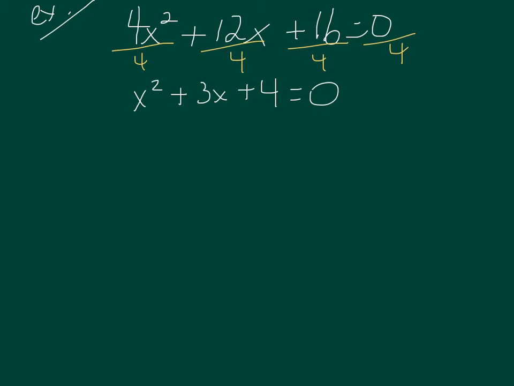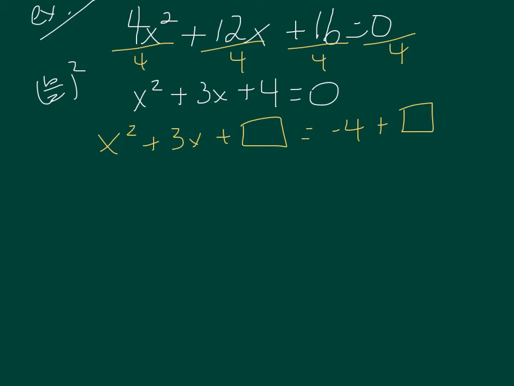Okay, so now you want to move your c to the other side, so we're going to subtract the 4. And we leave a space or a blank or a box, so we can create that perfect square trinomial. So remember, what goes in the box is b divided by 2 squared. So in this case, we're going to end up with a fraction. 3 divided by 2 is 3/2. Squared is 9/4. We add that to both sides.